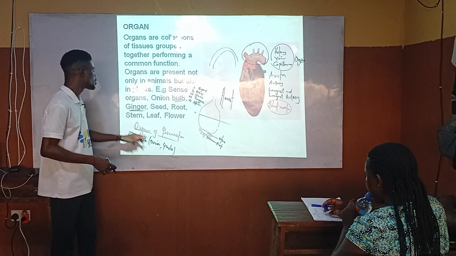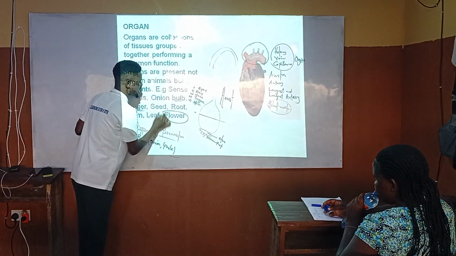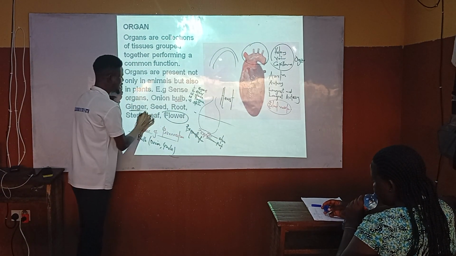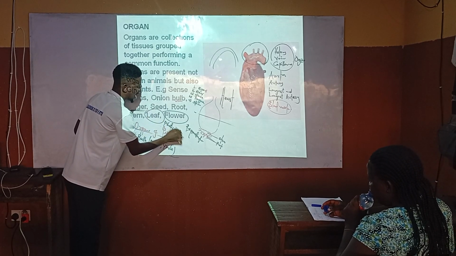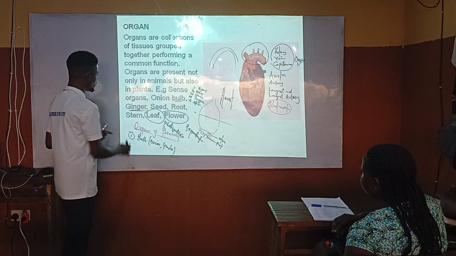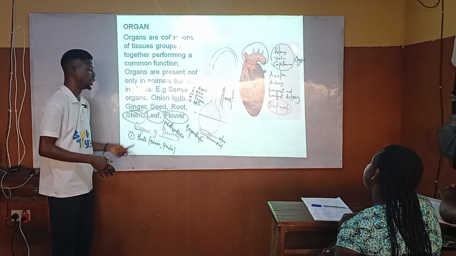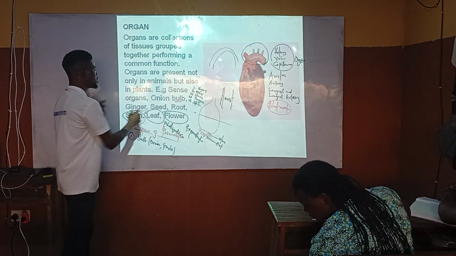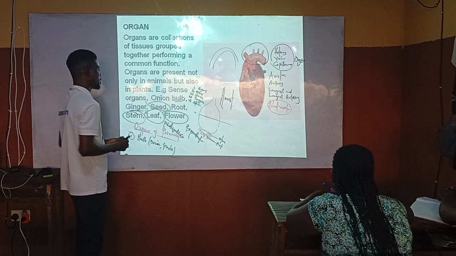Seed, root, stem, leaf, flower, they are all organs. Flower is the organ of reproduction. Leaf is the organ of photosynthesis, and so on. Stem helps to give the plant anchorage. Also helps to take water from the soil to the leaf. Seed to produce another plant. Roots supply water, and so on.